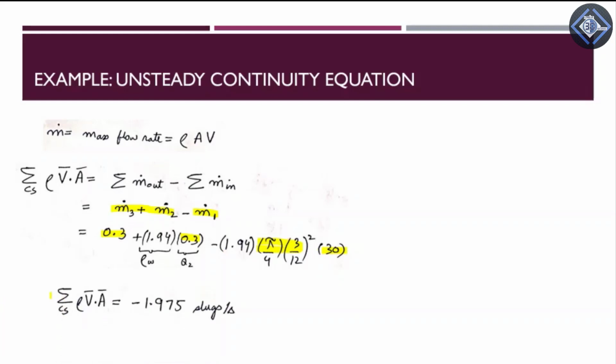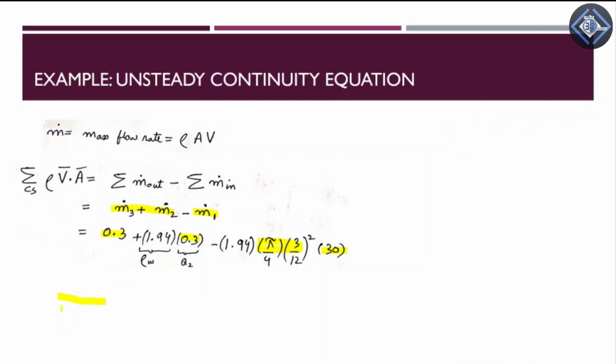This mass flow rate is minus 1.975. This is negative, so this means that the net mass flow rate is into the control volume, because by convention outflow is taken as positive. This means that mass is accumulating inside the system.